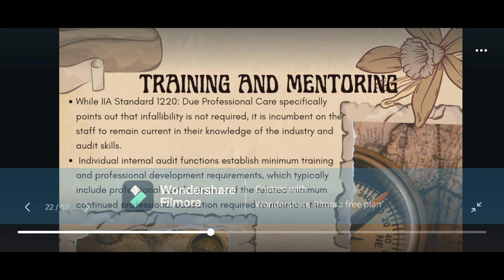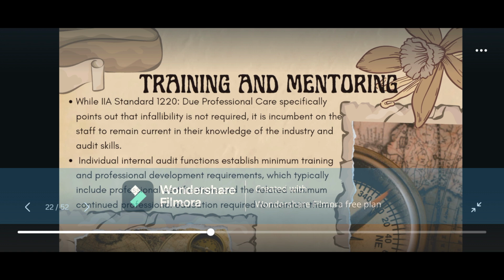So training and mentoring. While IIA Standard 1220 Due Professional Care specifically points out that infallibility is not required, it is incumbent on the staff to remain current in their knowledge of the industry and audit skills. Individual internal audit functions establish minimum training and professional development requirements, which typically include professional certifications and the related minimum continued professional education required to maintain them. So, this is done primarily through ongoing training and mentoring, as well as continued professional education.